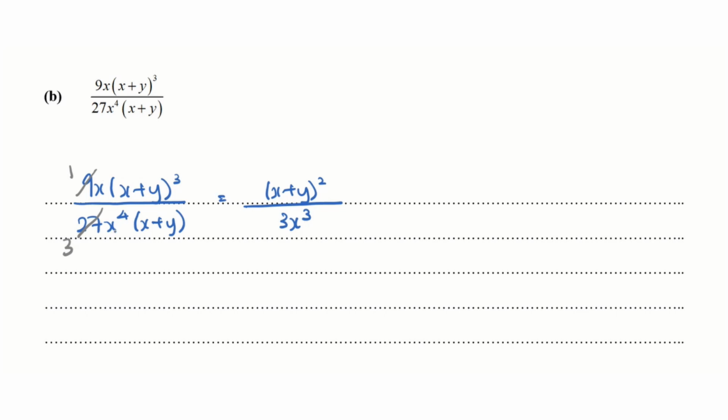Then for x and x to the power of 4, we will cancel only 1 x and be left with x cubed in the denominator. For better writing, maybe let me write down x cubed like that. Then for x plus y, take note that it is a group, as per what I mentioned in class before. So we will cancel things as a group as well. Hence we will be left with 2 of the x plus y at the numerator and none of it in the denominator. Hence what we will be left with is x plus y squared over 3x cubed. I hope you will also get this answer.